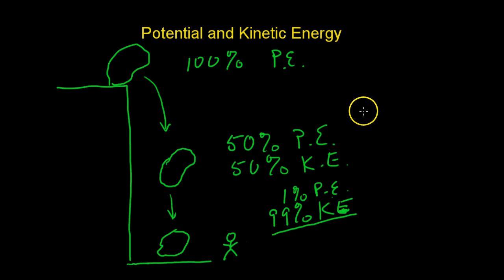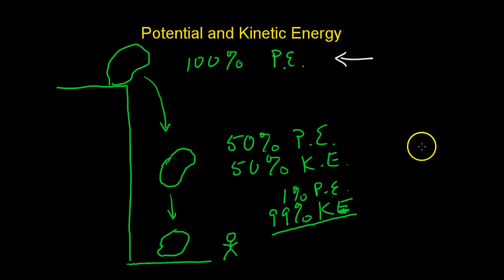In part one, we discussed potential and kinetic energy. I gave you some examples with some pictures, and I gave you an example of a rock falling off a cliff. And we said that when the rock is at the very top, it will have 100% potential energy. It's not falling, it's not moving yet.